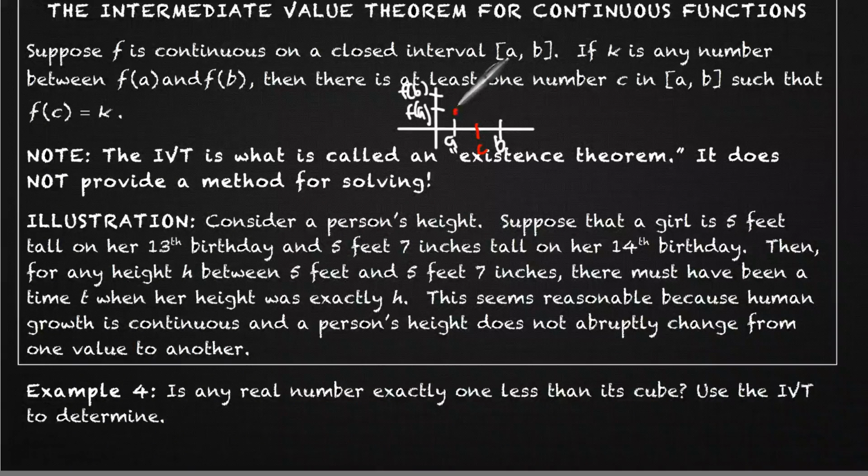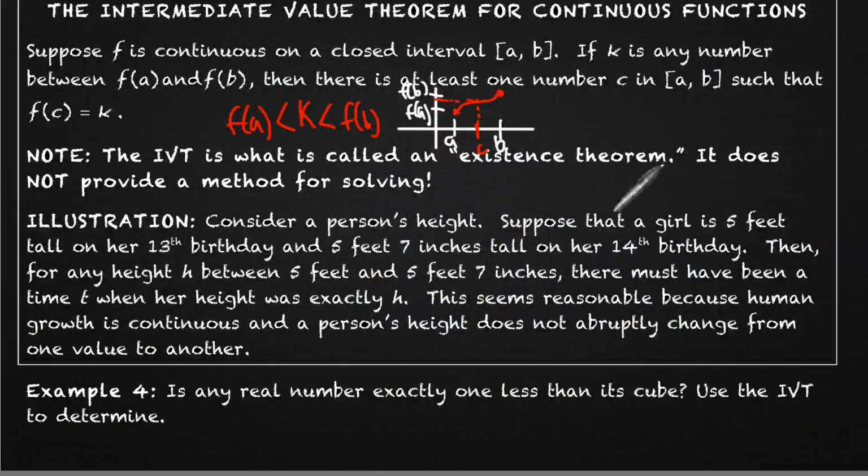Let's say we have the function that looks like this. There's some value of C that I could plug into this equation, and it would give me a matching K value. And K would be somewhere between f of B and f of A. It's pretty much a common sense theorem.